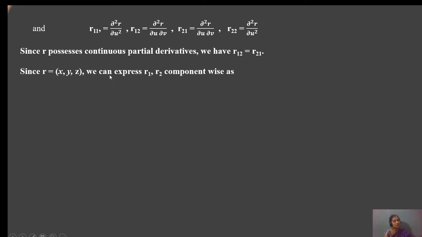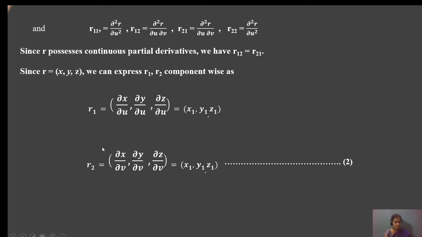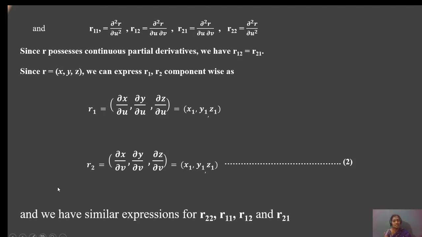Since r equals (x, y, z), it can be expressed through r1 and r2. R1 equals del x upon del u, del y upon del u, del z upon del u, represented as x1, y1 and z1. Similarly r2 is represented with the derivatives with respect to v, as x2, y2 and z2. Similarly we use the expressions r11, r12, r21 and r22.